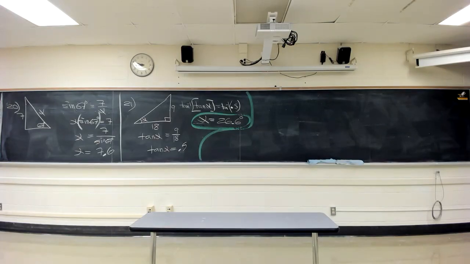22. 22 says a ramp 27 feet long rises to a platform that's 20 feet off the ground. Find x, the angle of elevation of the ramp. Round your answer to the nearest tenth of a degree. Not too bad.